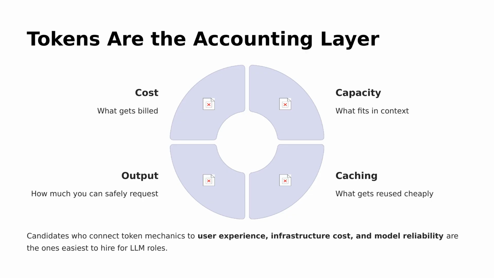Tokens are really the accounting layer for LLMs. They determine cost because billing is based on tokens, capacity because tokens are what fit into context, caching because reused tokens can be much cheaper, and output because token limits shape how much you can safely ask the model to generate. People who understand tokens this way can better manage user experience, infrastructure spend, and overall model reliability.